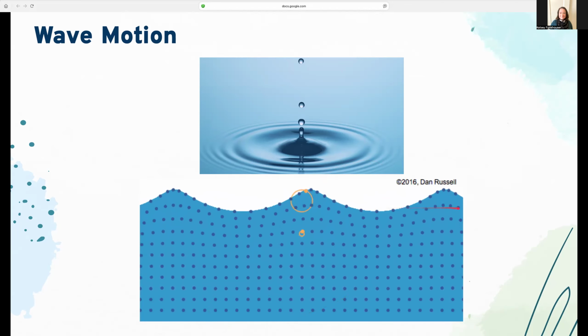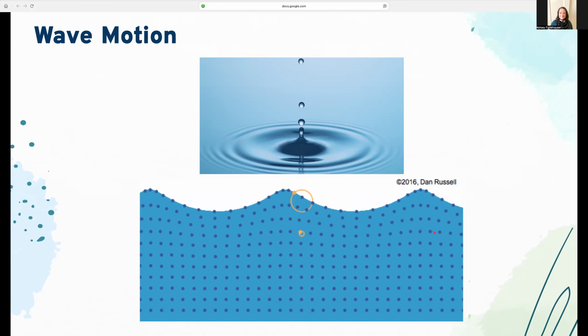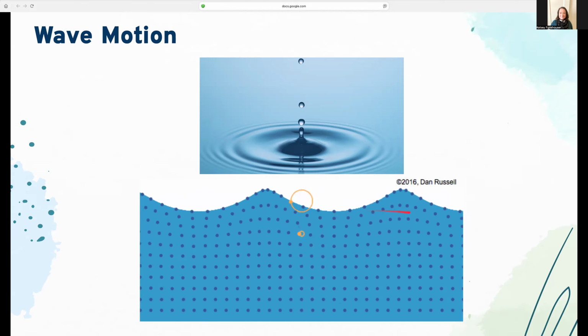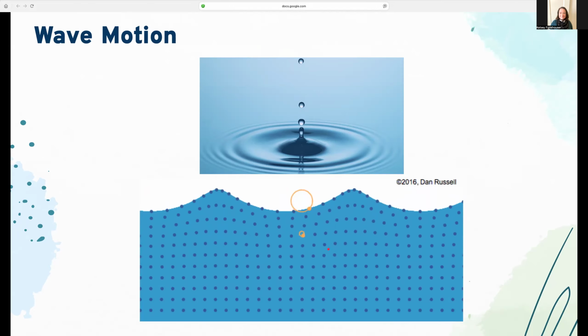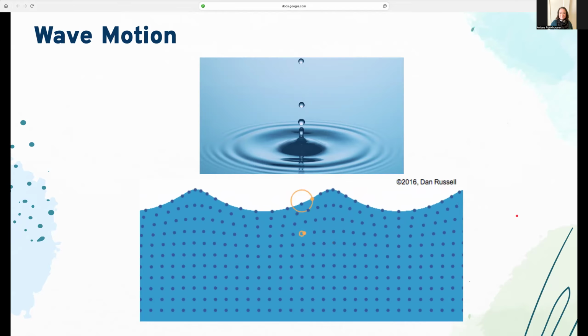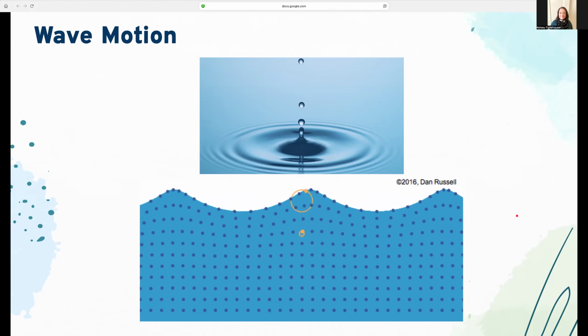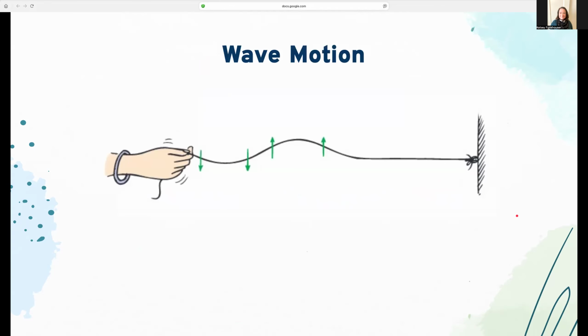So the wave just moves through. The water molecules don't all follow the wave. They do move around due to the wave traveling through, but the wave itself is separate from the material it's traveling through.